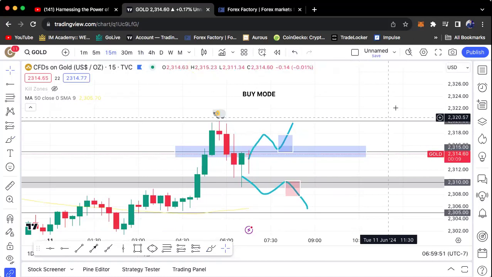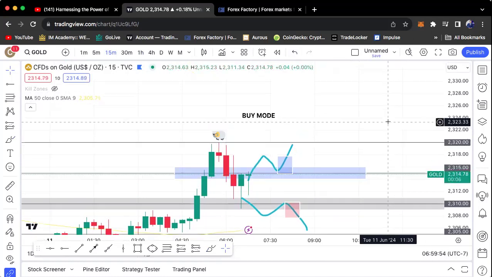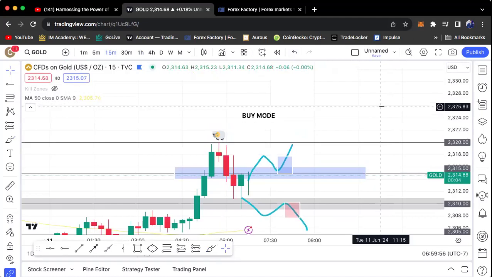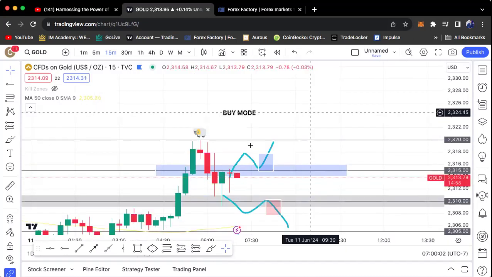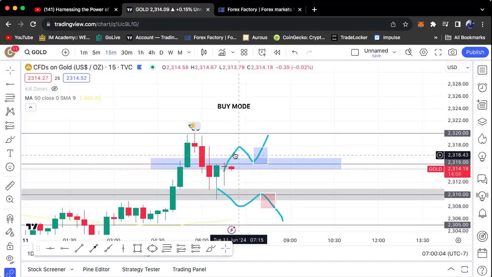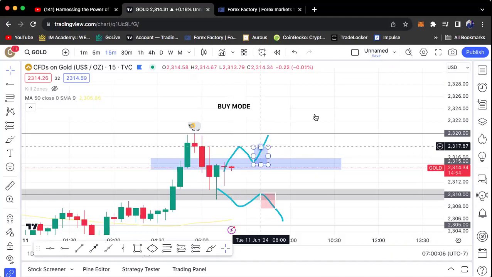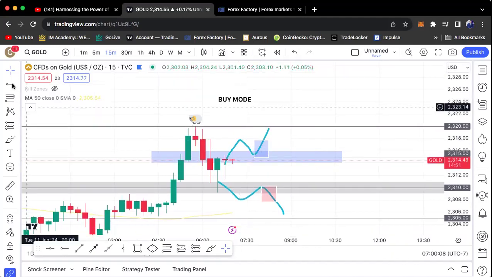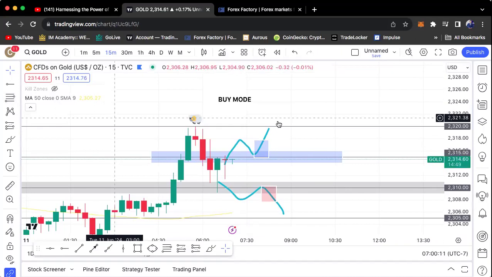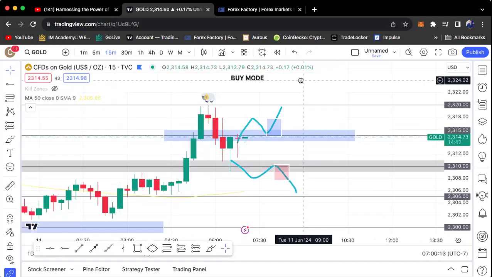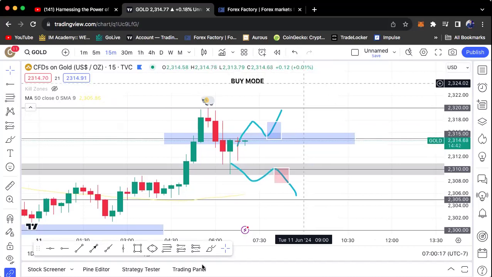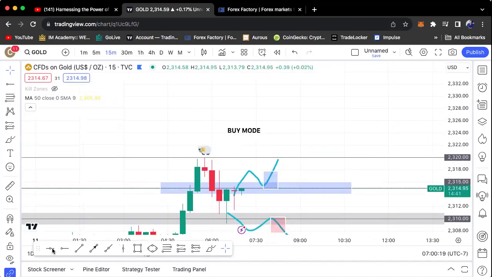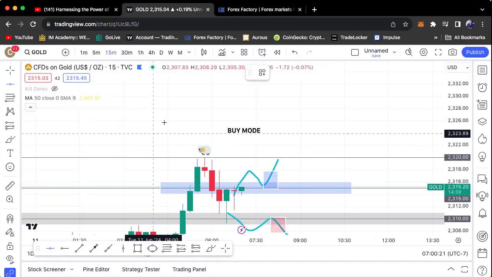$23.20 can be your TP1. $23.25 can be your TP2. And then $23.30 can be your TP3 if price breaks above structure. To 23.25 here.